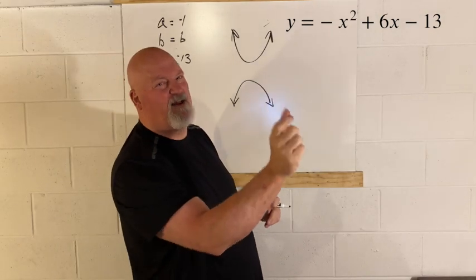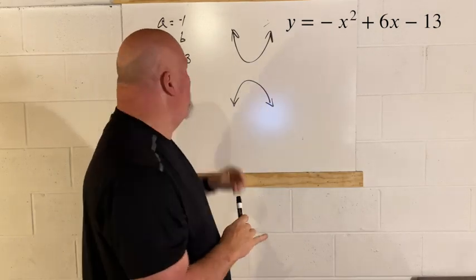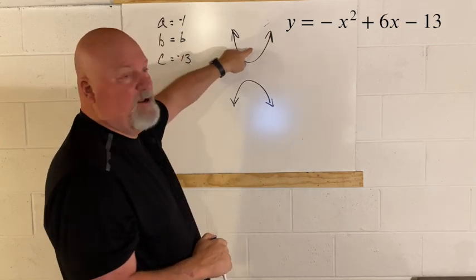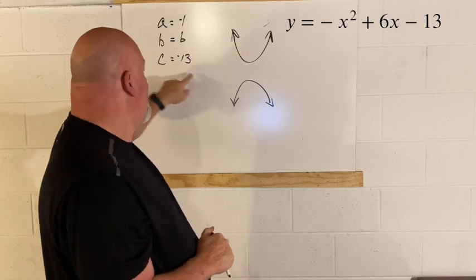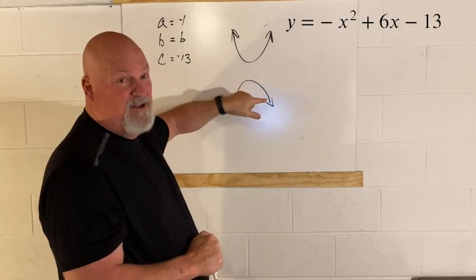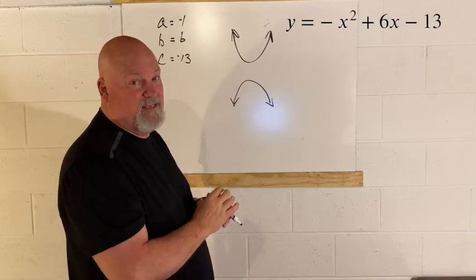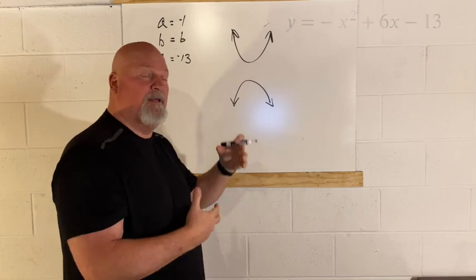Now, I'll show you b later on. It's a little bit more difficult to show you, but you know that a tells me it opens up or down, positive opens up, negative opens down. C is where it crosses the y-axis. Those are the two most important things that you can understand from labeling a, b, and c.